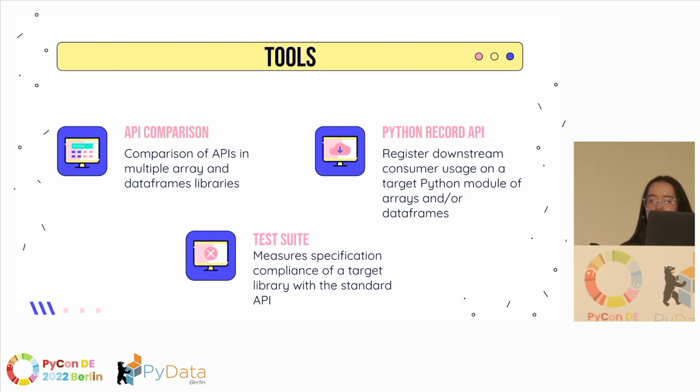We also developed a Python record API, which registers the consumer usage on a target Python module. For instance, I will get GeoPandas, and then I will run all the tests for that module, and then I will see in which parts they are using the arrays or data frames, and which functions in particular they are using. And that is helping us a lot, because then we know what people are using. There are a lot of functions that maybe people are not using that heavily, and then we can understand why that's happening and if they are important to the final goal or not. So that's on that part.